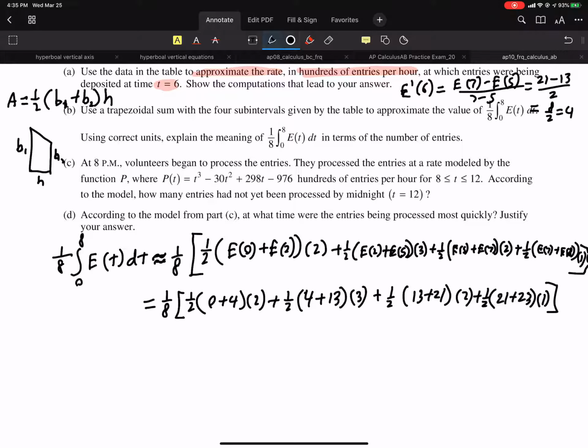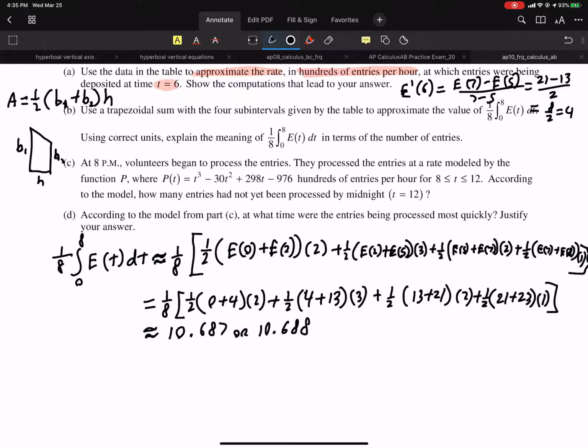All right, now you do not have to simplify this, but it comes out to be, because you're allowed to use your calculator, 10.687 or 10.688.